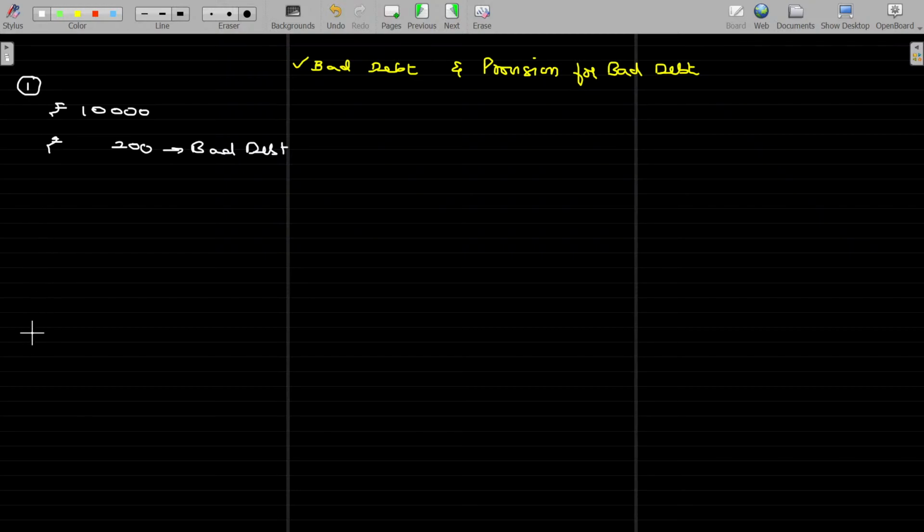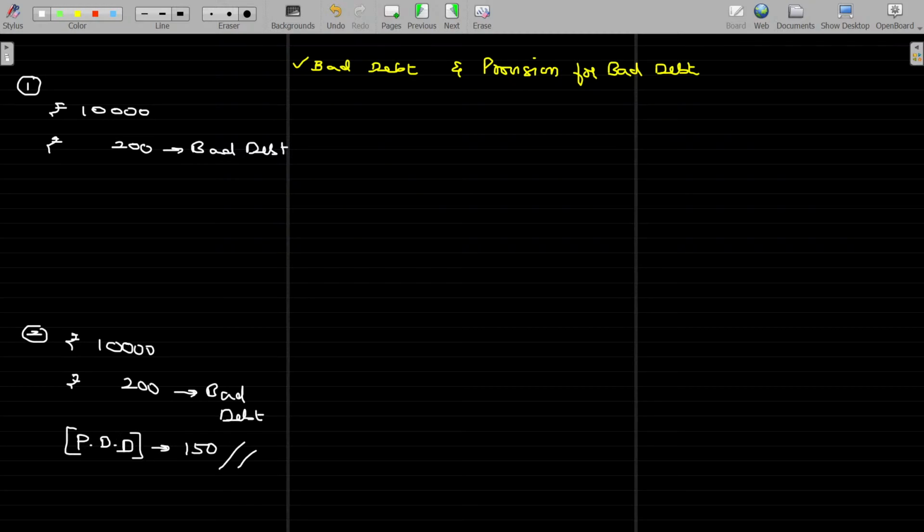In the second type, 10,000 rupees and we have bad debt rupees 200 in this year. But we have already created a provision for that. I use the shortcut or short name here, PDD, provision for doubtful debts, which is rupees 150. What does it mean? Is that okay?